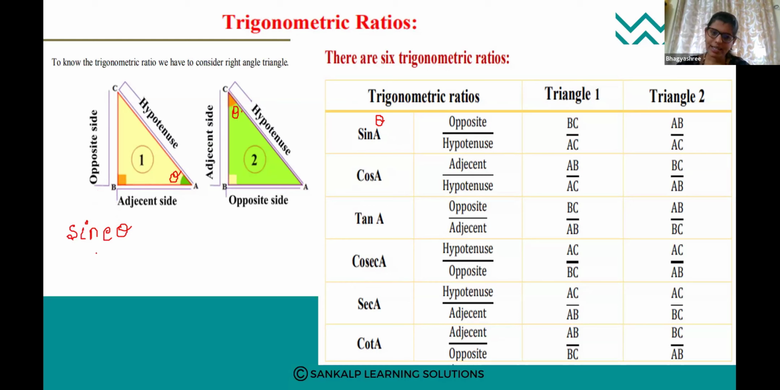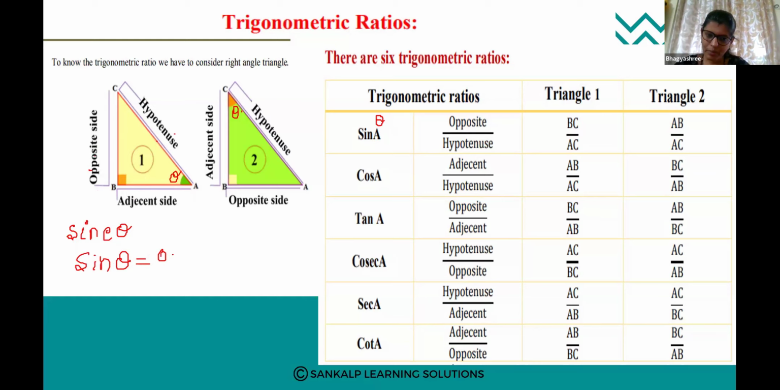Sine theta, the short form we write as sin theta. Actually it is sine, but as a short form we say sin theta. So sin theta means what? Here we are comparing two sides: the opposite side divided by the hypotenuse. Opposite side divided by hypotenuse. Say this ten times: opposite side divided by hypotenuse.